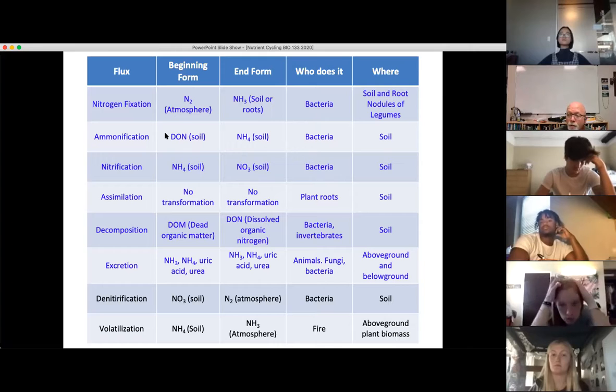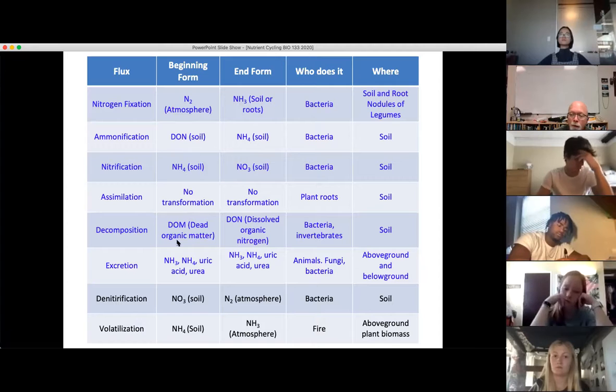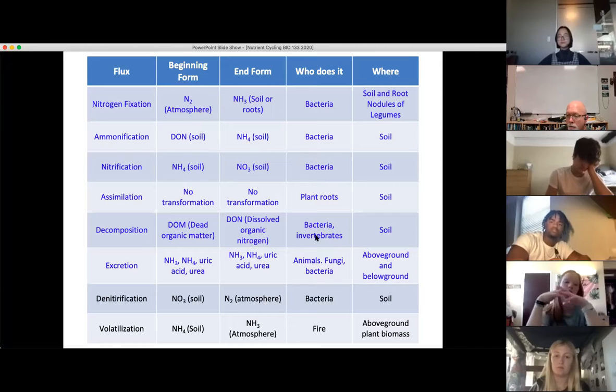You might ask yourself, well, where does dissolved organic nitrogen come from? Well, that comes from decomposition down here, where when organisms die, the organic matter in their dead bodies gets broken down by decomposers and dissolved organic nitrogen is released. This is done by bacteria and fungi. I should have put fungi in here, and invertebrates. And once again, this happens primarily in the soil.